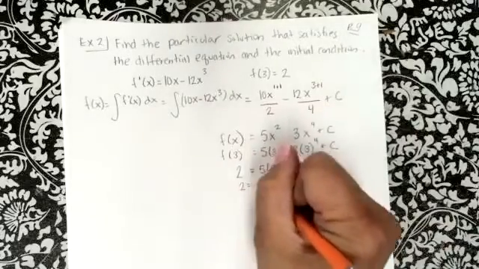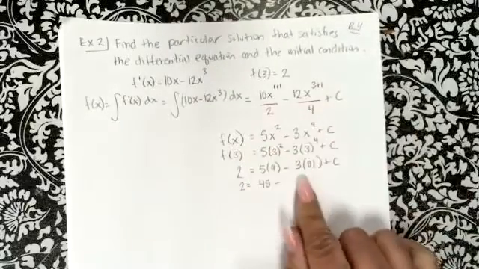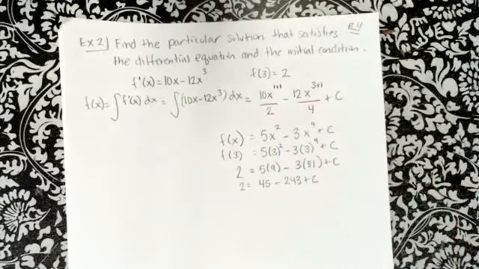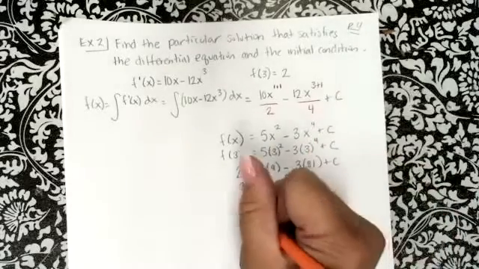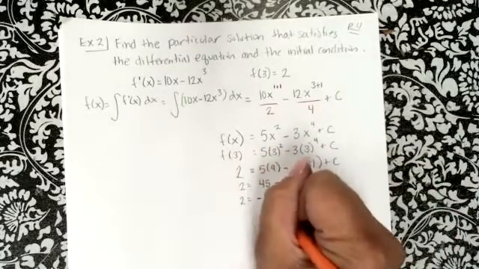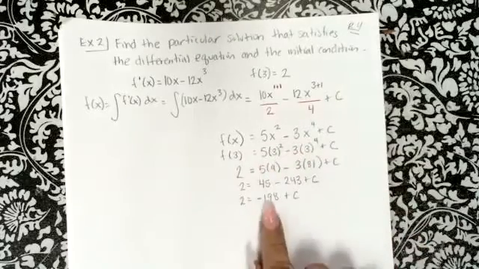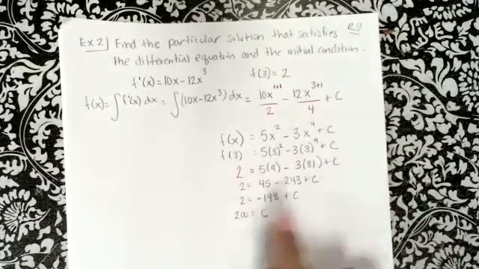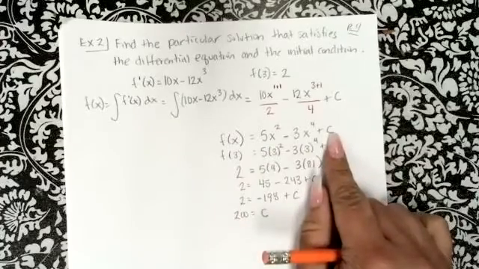5 times 9 is 45. 3 times 81 is 243. 45 minus 243, that is equal to negative 198. I'm going to add 198 to both sides, so 200 equals c. So now just plug 200 back into the function.